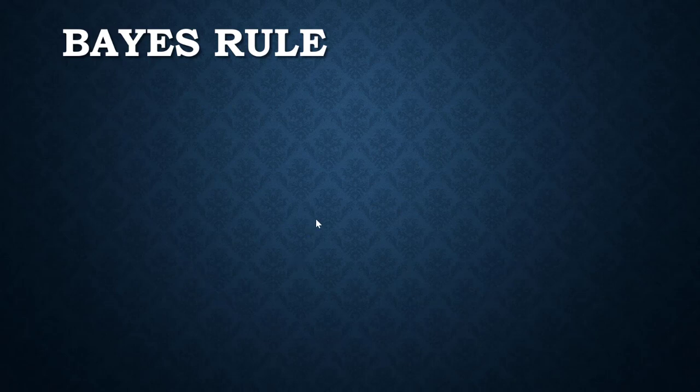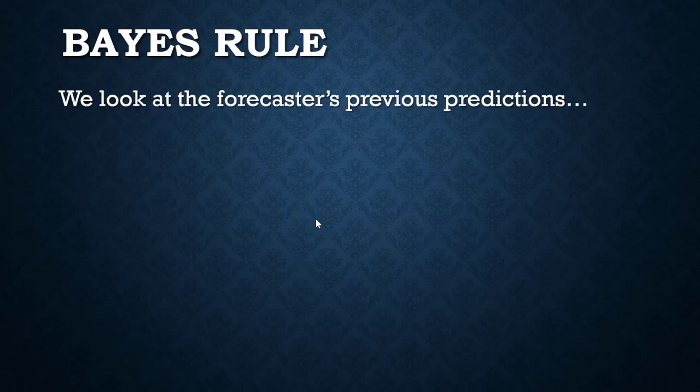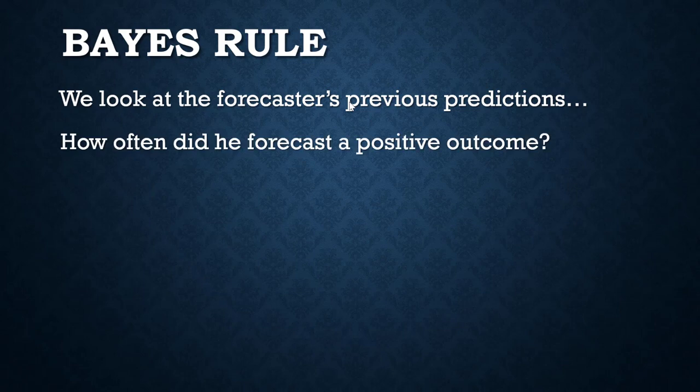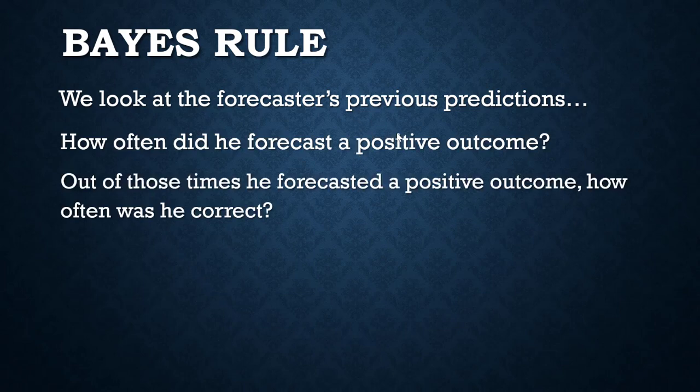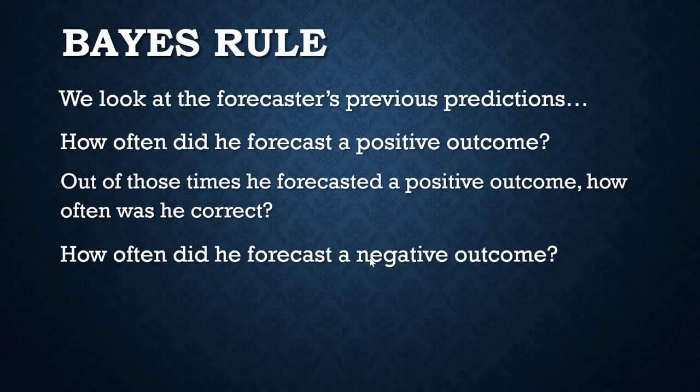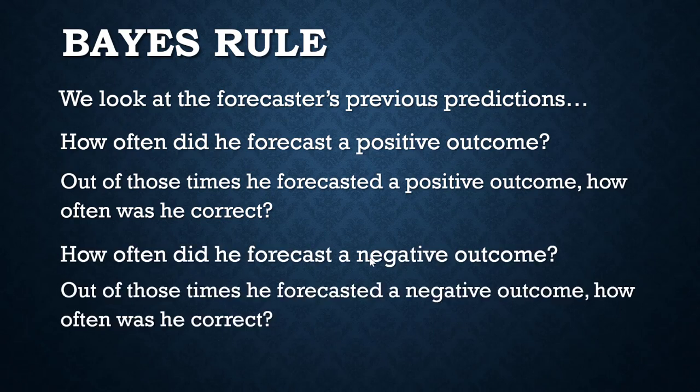What we're going to need is to look at all the forecaster's previous predictions. We're going to figure out how often he forecast a positive outcome, and out of those times, how often was he correct? And how often did he forecast a negative outcome, and how often was he correct with that? Again, we're going to need Bayes' rule to get these probabilities.